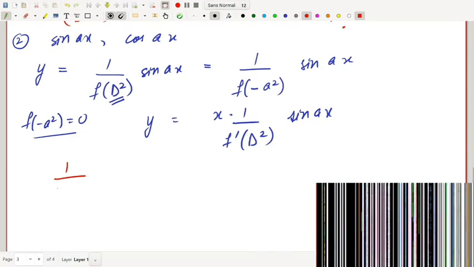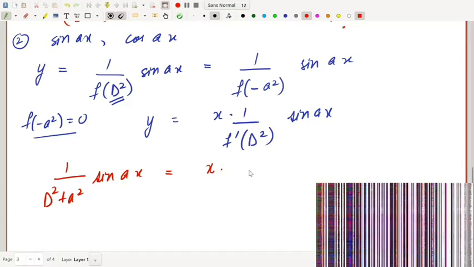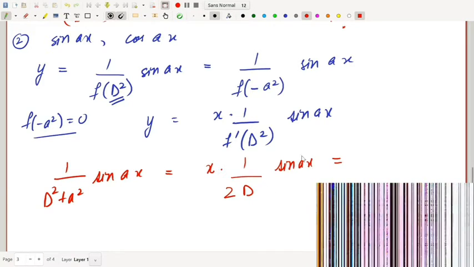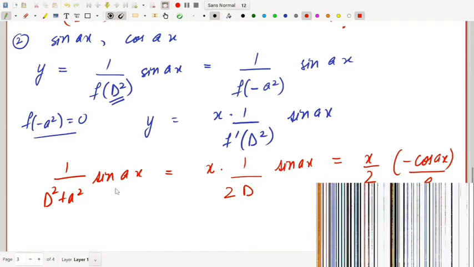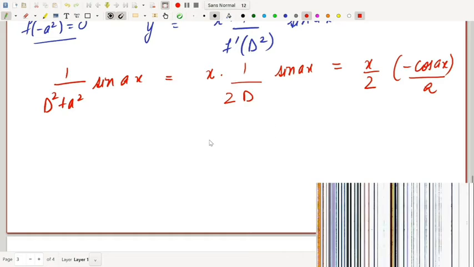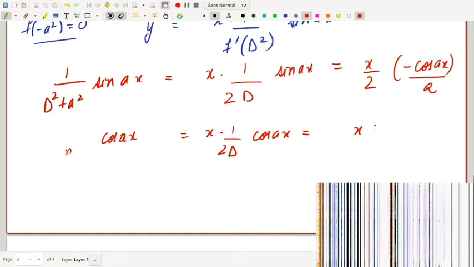जिसके example, 1/(D square plus a square) sin ax would be x into 1/f'(D square), क्या आएगा यहाँ पे 2D, sin ax. 1/D इंटीग्रेशन होती है, sin ax की इंटीग्रेशन x by 2 into minus cos ax by a. सिमिलरली अगर यहाँ पे cos होगा तो हमारे पास क्या आएगा? x 1/2D cos ax which would be x sin ax over 2a.